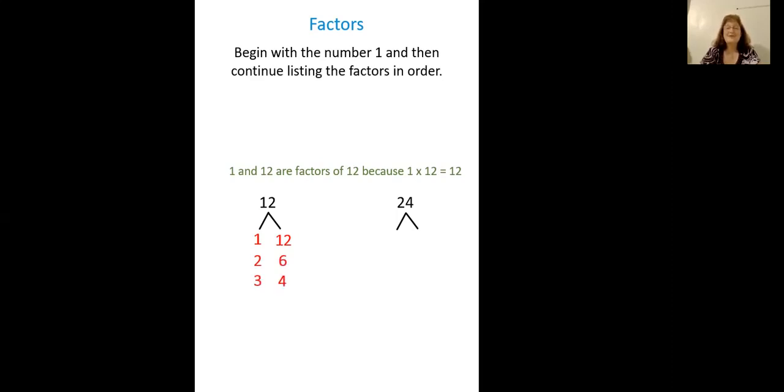The factors of 24 are 1 and 24, 2 and 12, 3 and 8, and 4 and 6. All of these numbers can be multiplied to equal 24.